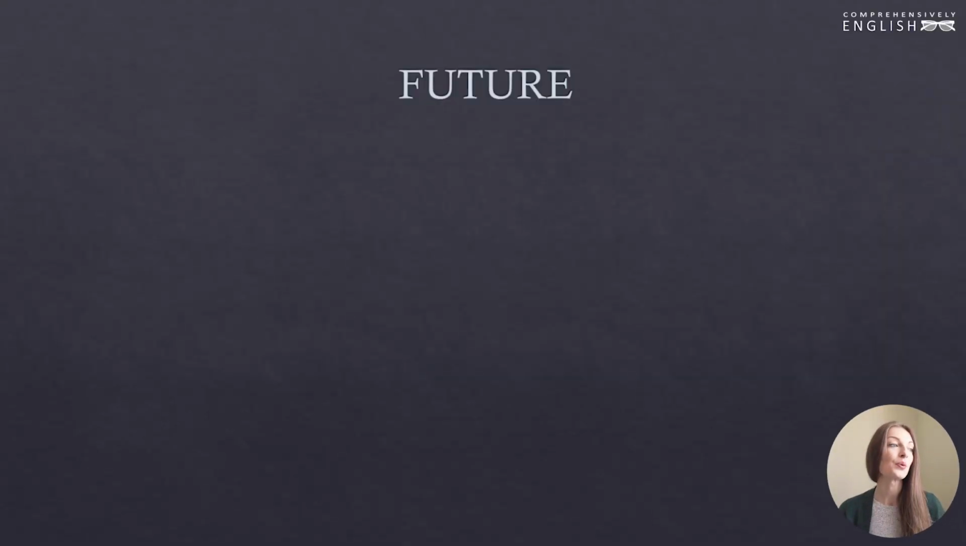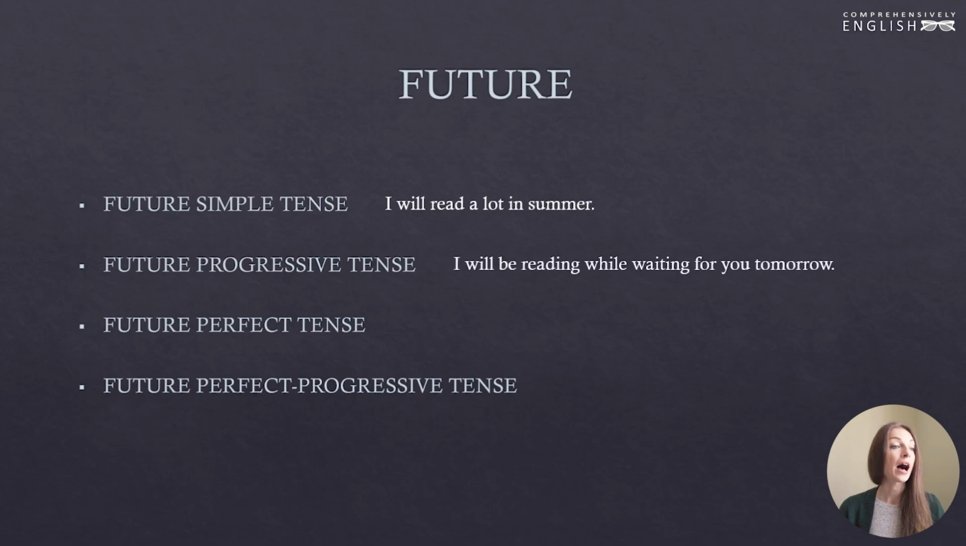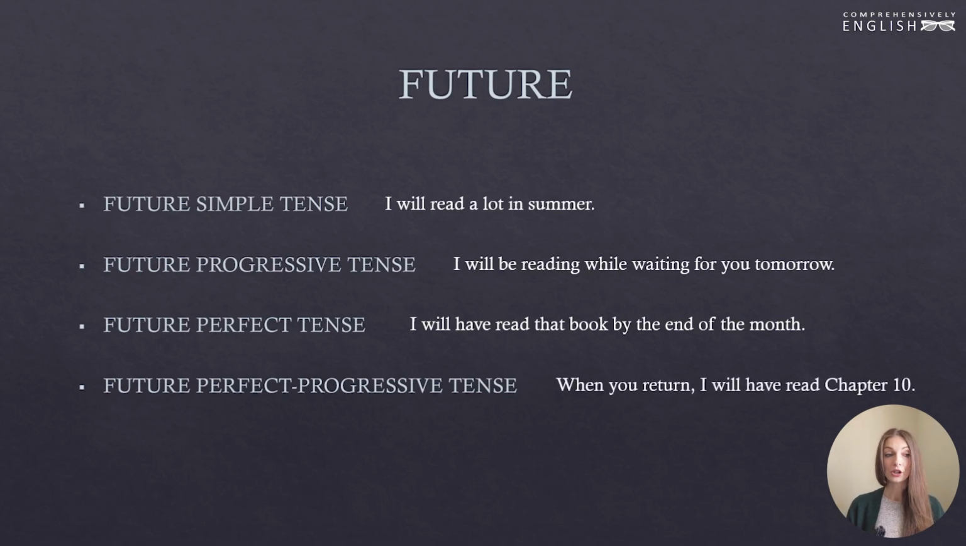In the future, we have 4 different tenses. The future simple tense, which helps us say something like this: I will read a lot in summer. The future progressive tense, I will be reading while waiting for you tomorrow. The future perfect tense, I will have read that book by the end of the month. And the future perfect progressive tense, when you return, I will have read chapter 10.